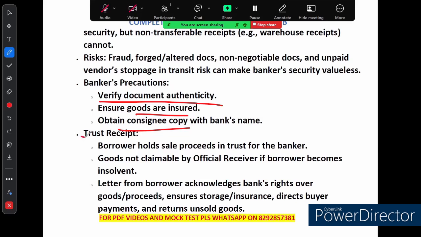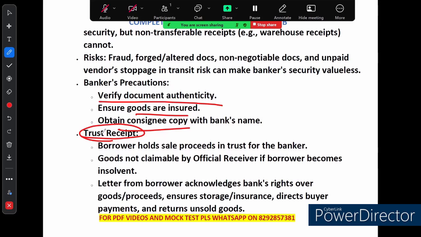Now the question is, what is this trust receipt? A trust receipt is a document where the borrower holds the goods or proceeds from the sale of goods in trust for the bank. Even if the borrower becomes insolvent, the bank can still claim the goods. The borrower signs a letter acknowledging that the bank has right over the goods and sale proceeds, making sure that everything is properly insured and that the unsold goods are returned to the bank. So that is called a trust receipt.